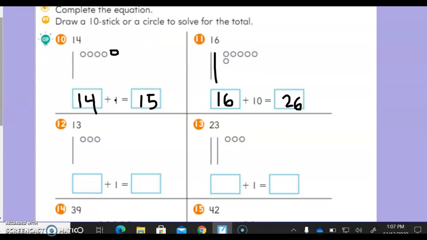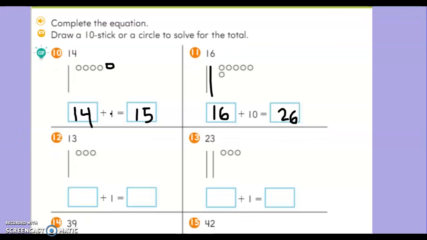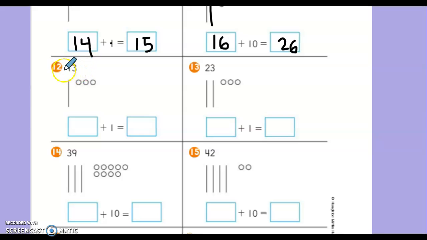Okay, let's try another one. Oops, that's not what I wanted. Sorry about that. All right, here we go. Let's do number 12. We have 13. We're going to bring that down into our box here. 13 plus 1. Should I add a 10 stick or a circle? Well, it's just asking us to add 1, so we're just going to add a circle. So we have 10, 11, 12, 13, 14.